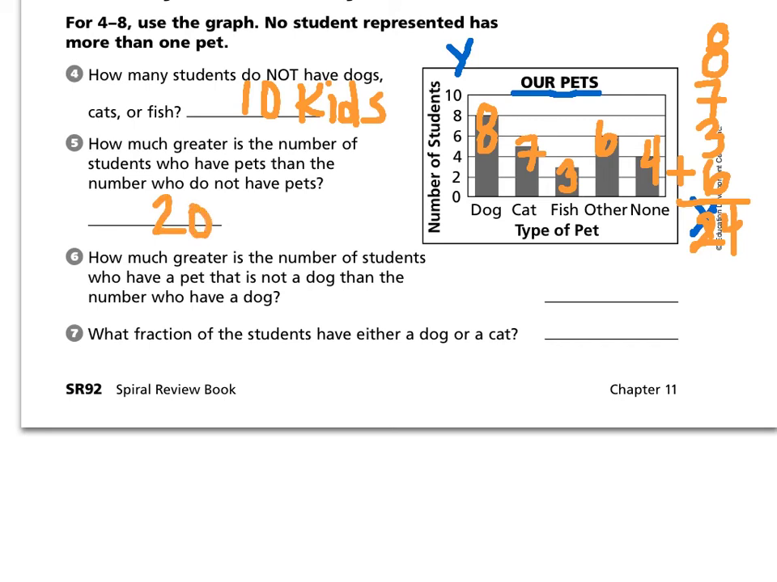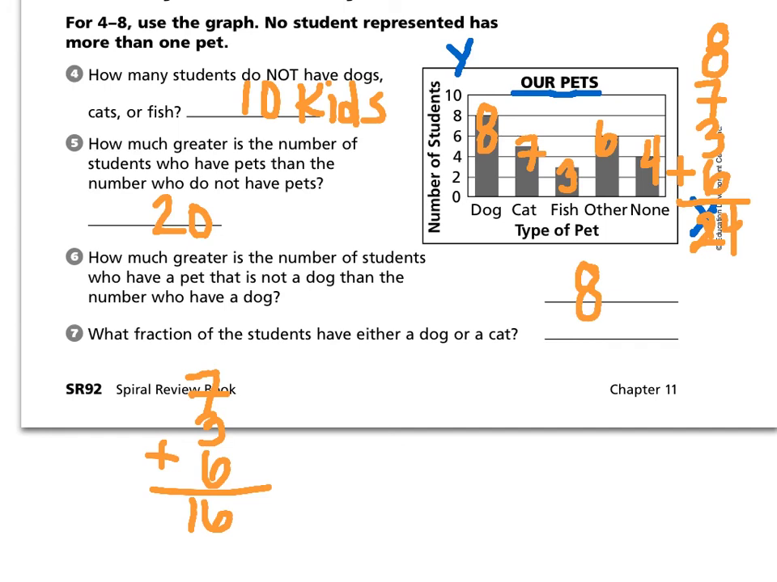How much greater is the number of students who have a pet that is not a dog than the number who have dogs? So I know that I would add the cats, the fish, and the other, and get 16, versus that have dogs, which is 8, so the difference would be 16 minus 8, which is 8.